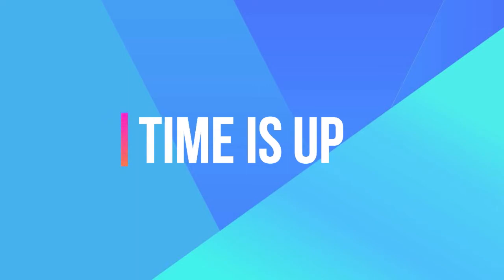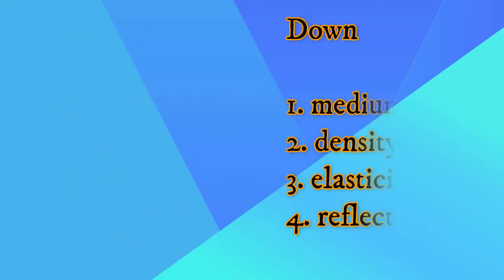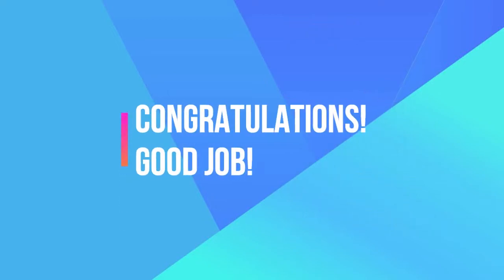Time is up and it's time to check your work. For the across pattern, number 1, temperature. Number 2, solid. Number 3, vacuum. Number 4, refraction. Number 5, echo. For the downward pattern, number 1, medium. Number 2, density. Number 3, elasticity. Number 4, reflection. Did you get it right?